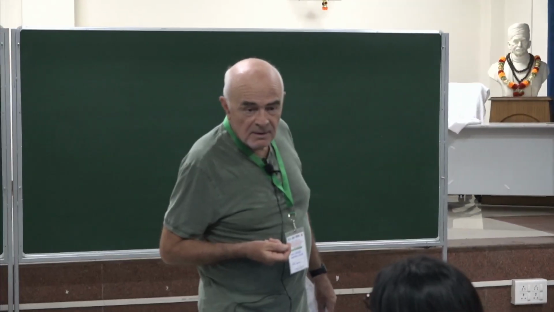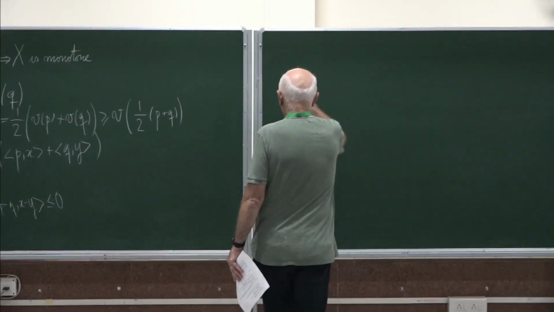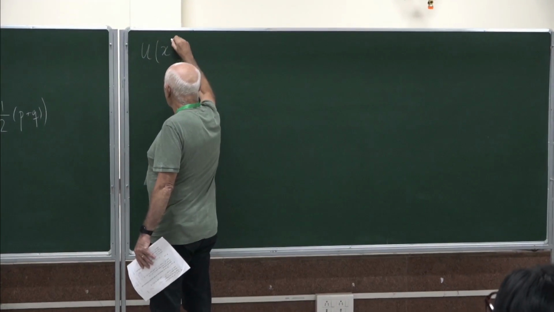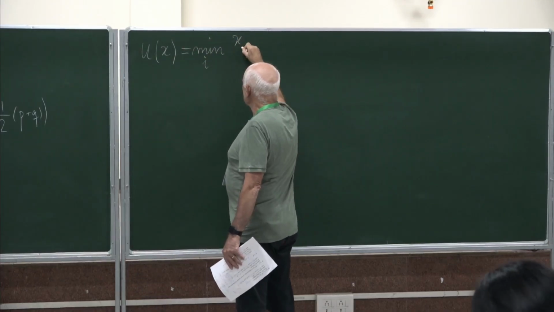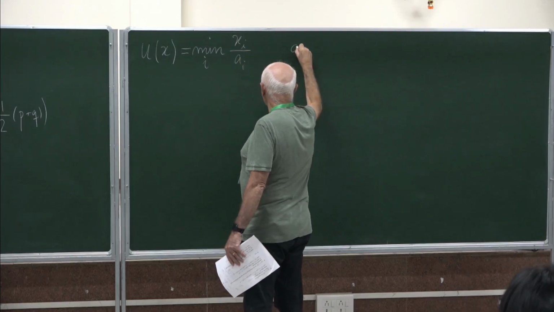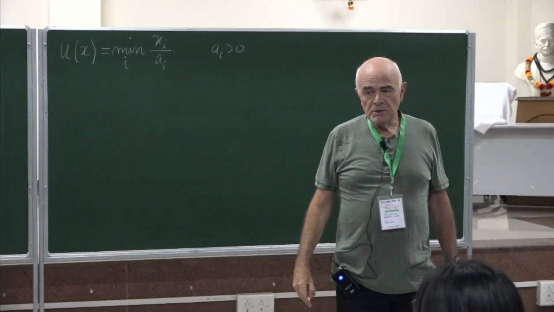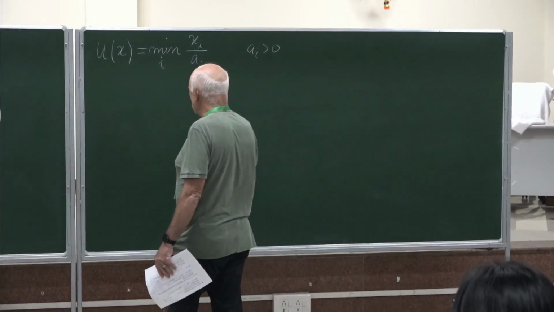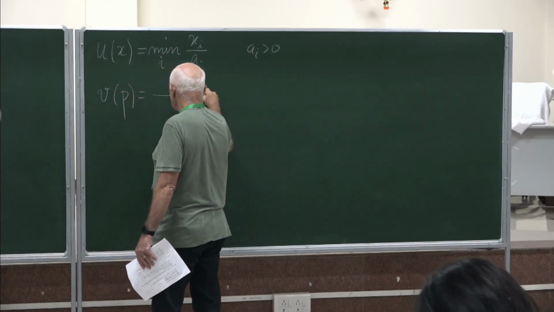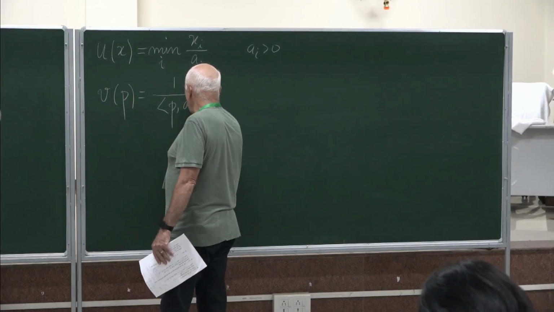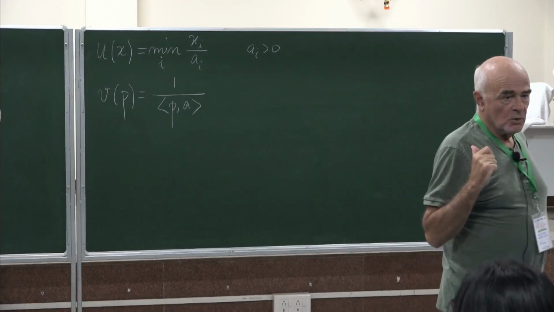What? Leontief, exactly. So with Leontief, the utility function is the minimum over i of x_i over a_i, with a_i positive. This is concave and positively homogeneous of degree 1. And V of p is 1 over p·a. And this is convex. Do you agree?